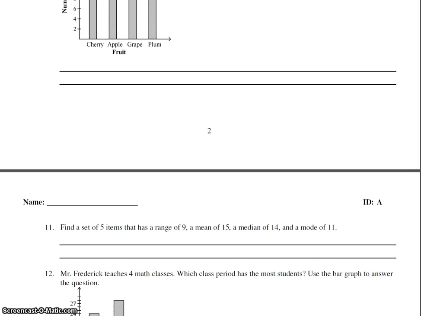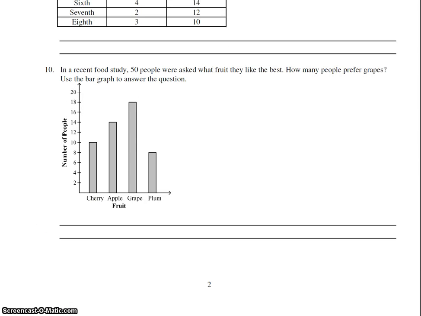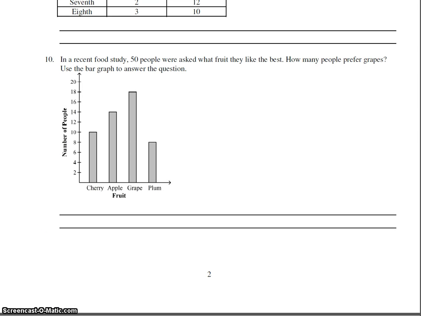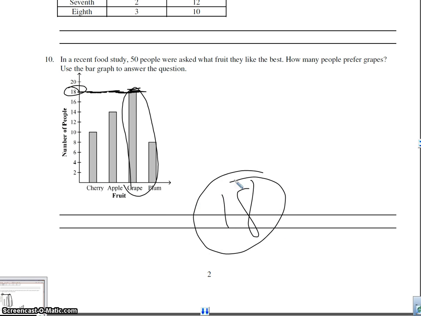to number 10. In a recent food study, 50 people were asked what fruit they like the best. How many people prefer grapes? Use the bar graph to answer the question. So grapes, all we care about are the grapes. So we're going to go right up here to the top of this bar. And we're going to see that 18 people like grapes. That's all you do. It's that easy.